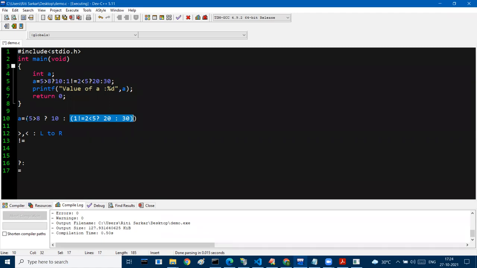But evaluation will always start from left to right. Now we will start evaluation of the expression. Is the 5 value greater than 8?